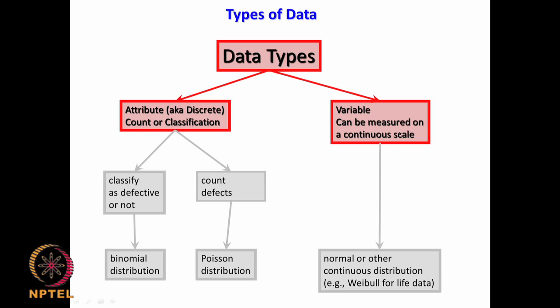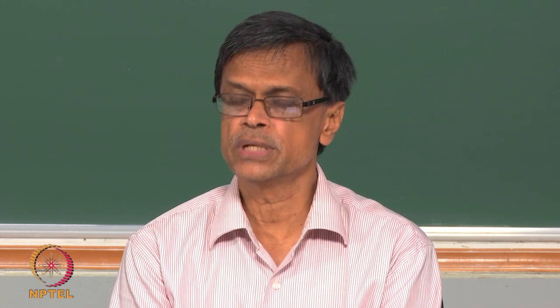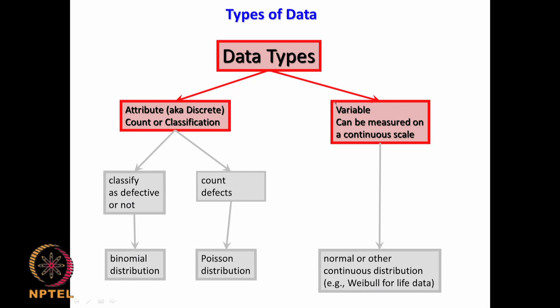Whereas in variable data, continuous data, you can have continuously changing values. For example, I can measure the temperature of a fermenter continuously. I can call it 26.5 or 26.6, 26.7, 26.8, like that. Similarly, I can measure the pH of the solution in a very continuous manner: 3.1, 3.2, 3.3, and so on. So that is called continuous data. So we have discrete data, we have continuous data. Any data type can be divided into these two forms.